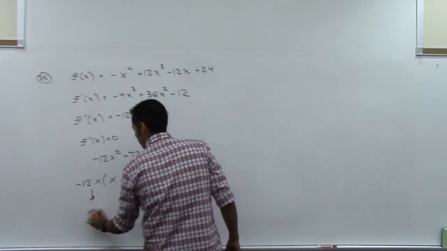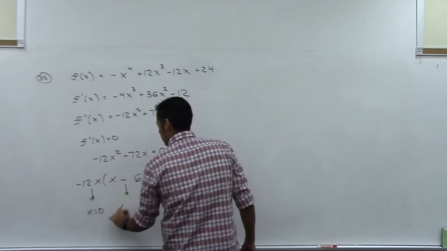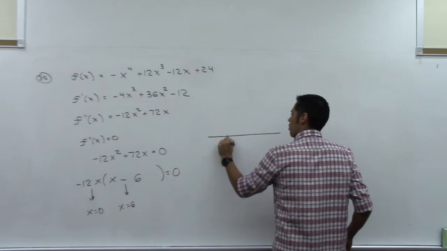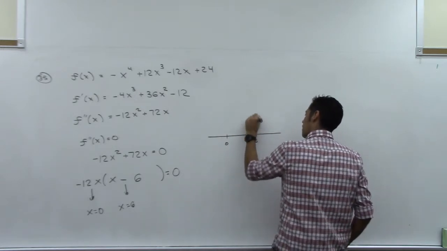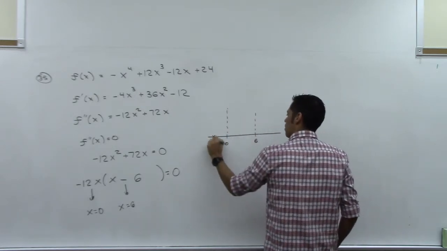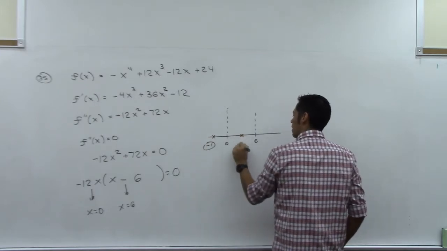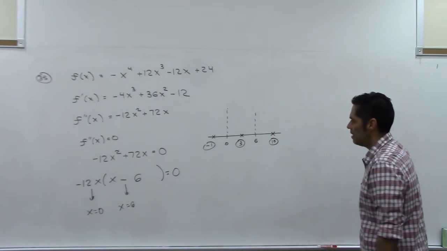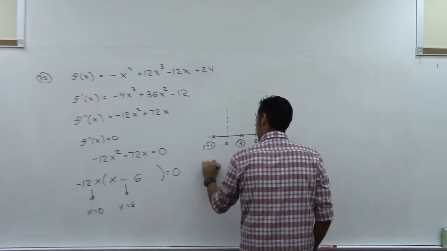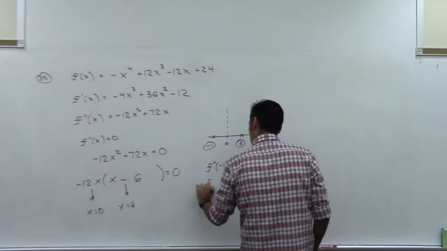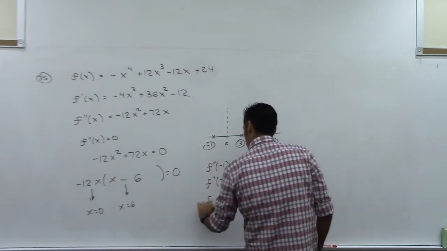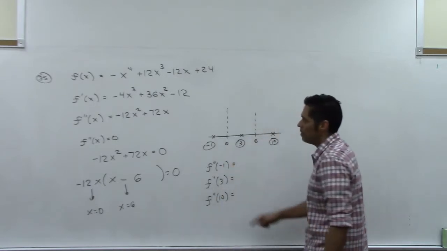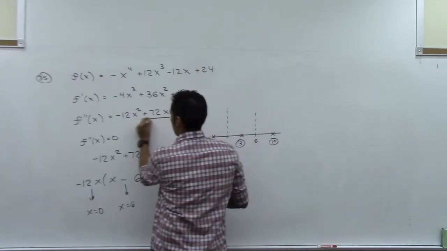I get x is 0. I set this factor equal to 0, get x is 6. So on my number line, I have two important points here, 0 and 6. I pick a test point over here like negative 1, pick a test point in here like maybe 3. Anything over here, how about 10? I take those and I plug them into the second derivative, and I figure out if it's positive or negative. So I'm plugging into this right here.